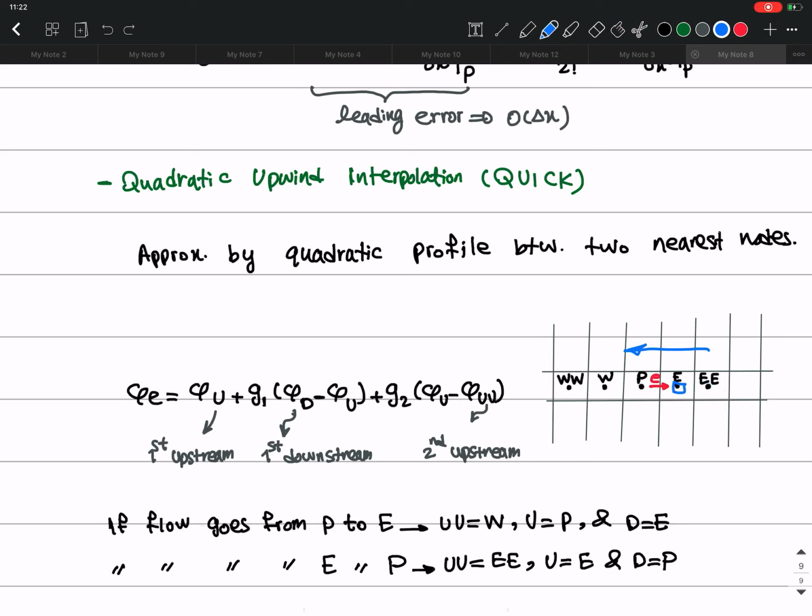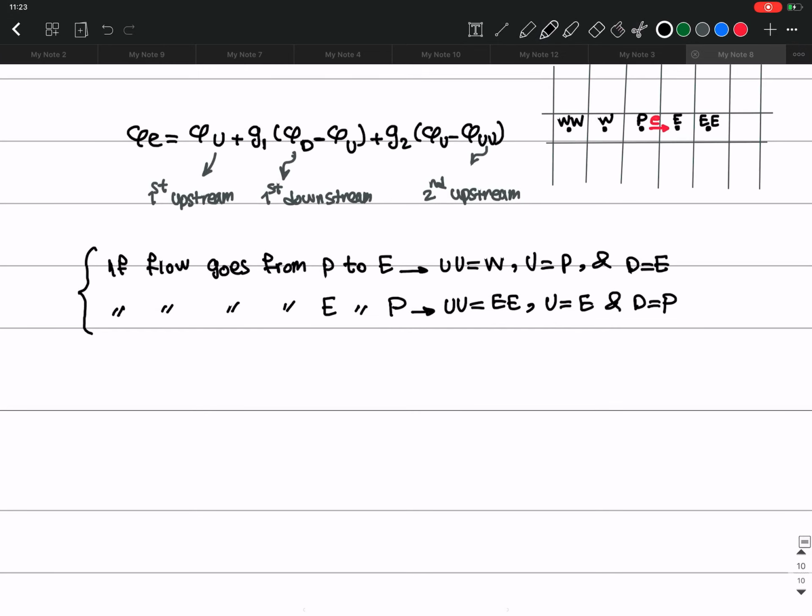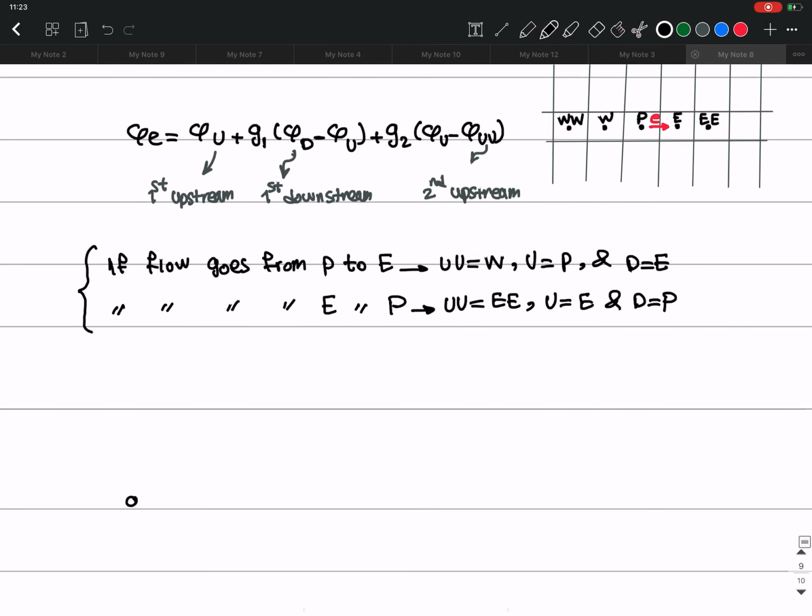So this is how you should treat this problem, depending on the flow direction. And now I want to introduce G1 and G2. What are those coefficients? So G1 is (XE minus XU)(XE minus XUU) over (XD minus XU)(XD minus XUU).